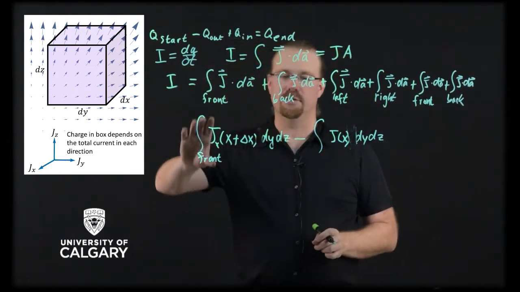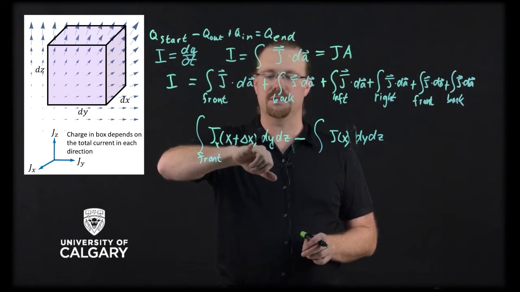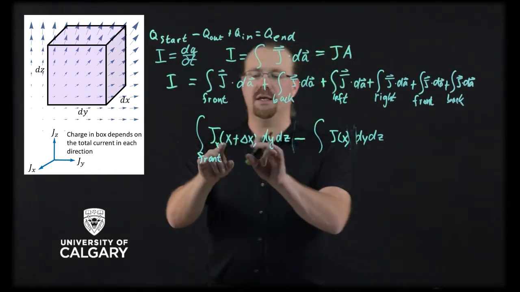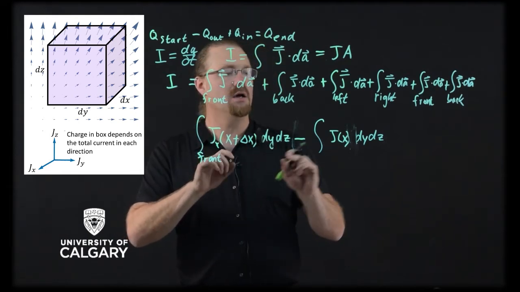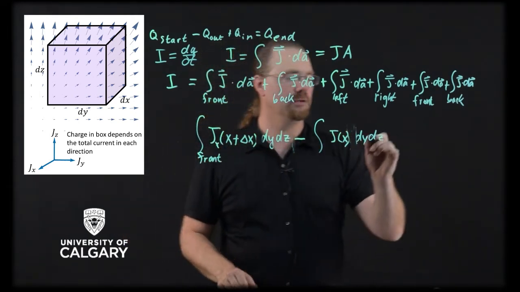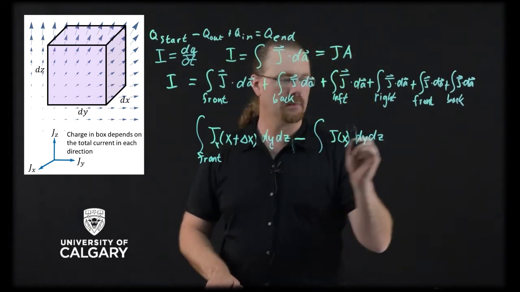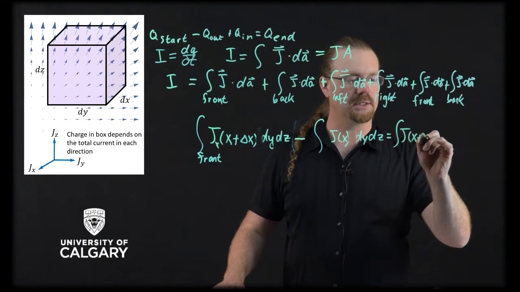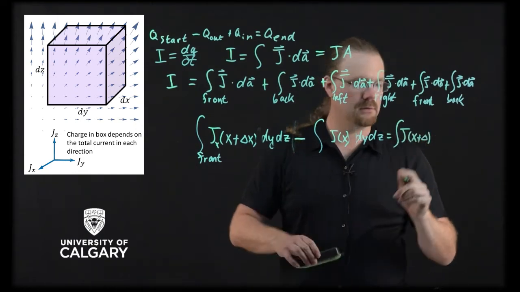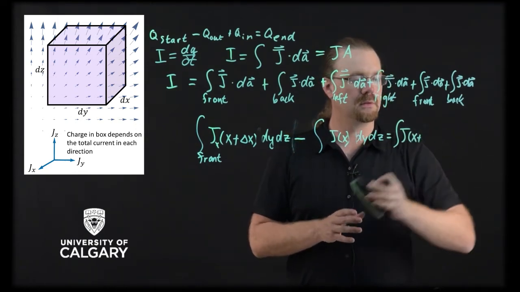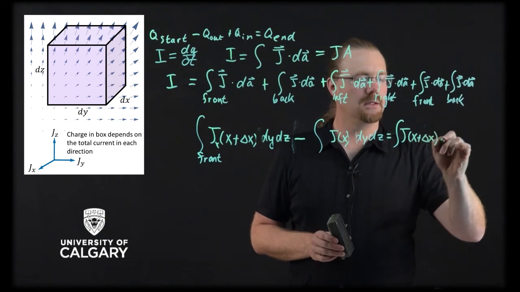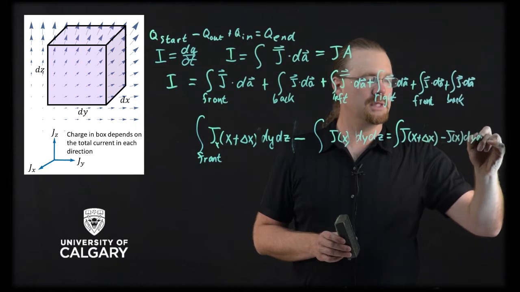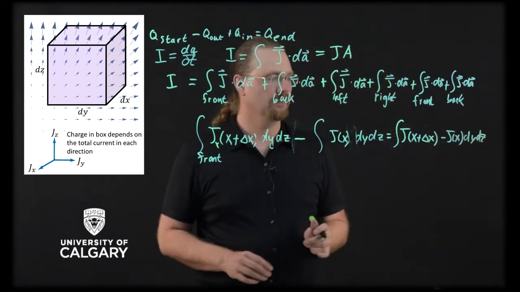So now we have this integral, j of x plus delta x dy dz, minus the integral of j dy dz. And because we're integrating the same way, we can now combine our integrands to give us the integral of j of x plus delta x minus j of x dy dz.